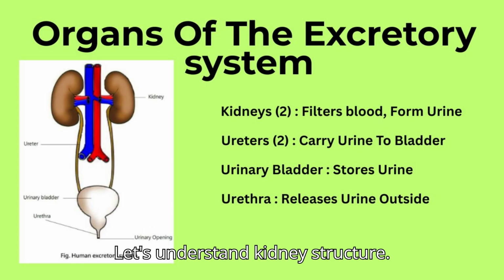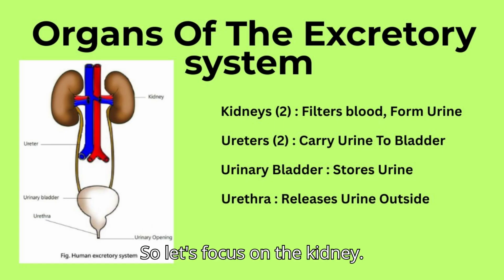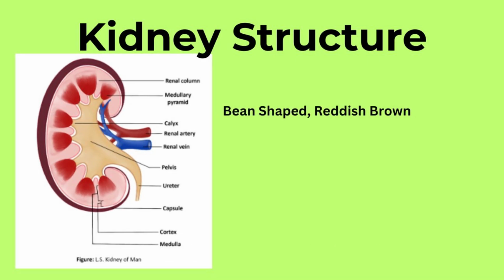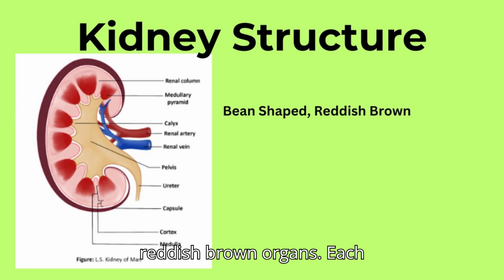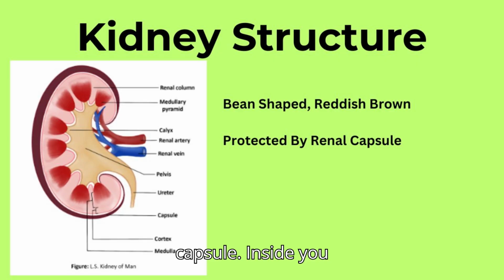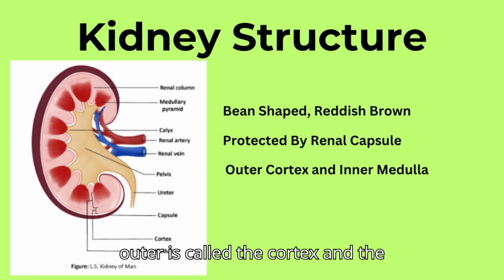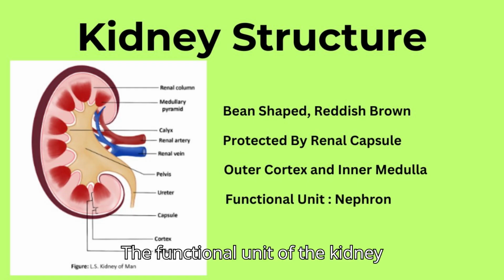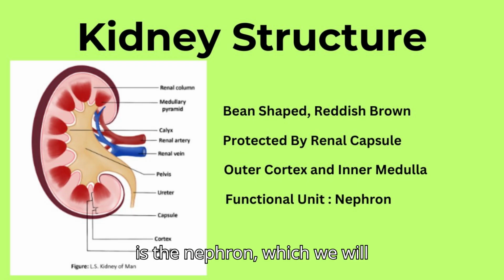Let's understand kidney structure. So let's focus on the kidney. The kidneys are bean-shaped, reddish brown organs. Each kidney is protected by an outer covering, which is called the renal capsule. Inside, you can see two main regions. The outer is called the cortex and the inner is called the medulla. The functional unit of the kidney is the nephron, which we will discuss in detail next.